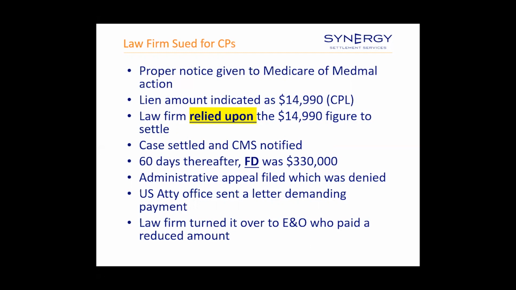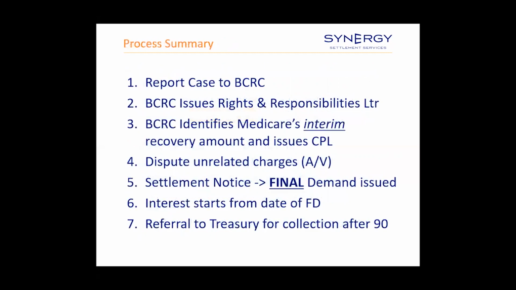Ultimately, the appeal was denied. The matter was referred over to Treasury, and the U.S. Attorney's Office sent a letter demanding payment. And ultimately, the law firm wound up turning it over to their E&O, who paid a reduced amount. You don't want to be in that situation ever. So you really have to make sure that you have processes in place to prevent something like this happening.